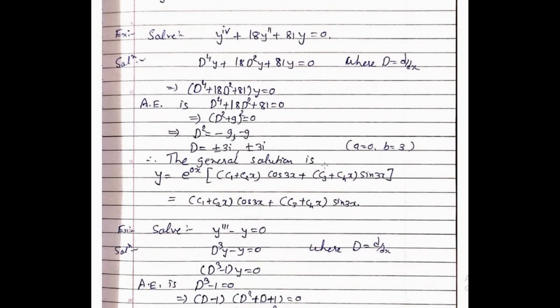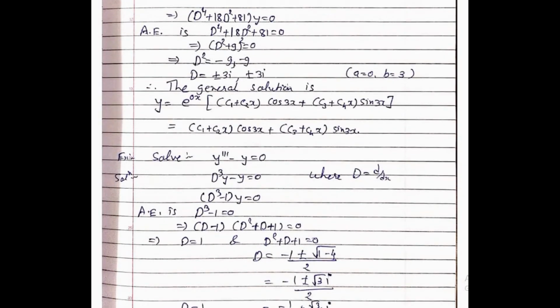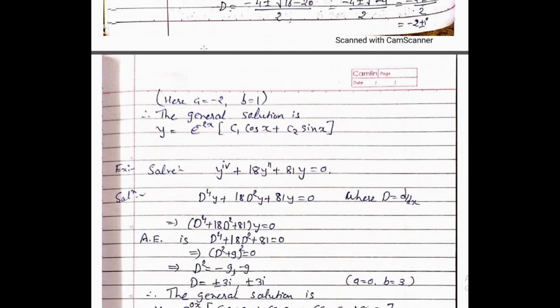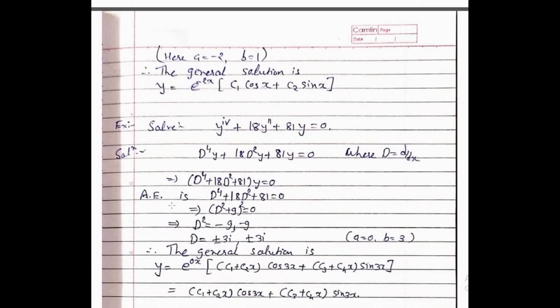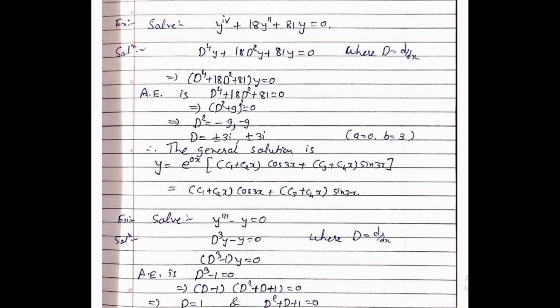Suppose you have the equation y'''' + 18y'' + 81y = 0. Then again putting D = d/dx, that will give D⁴ + 18D² + 81 = 0. So you have the auxiliary equation D⁴ + 18D² + 81 = 0, and that will give you D² = -9, -9. So you have D = ±3i, ±3i.